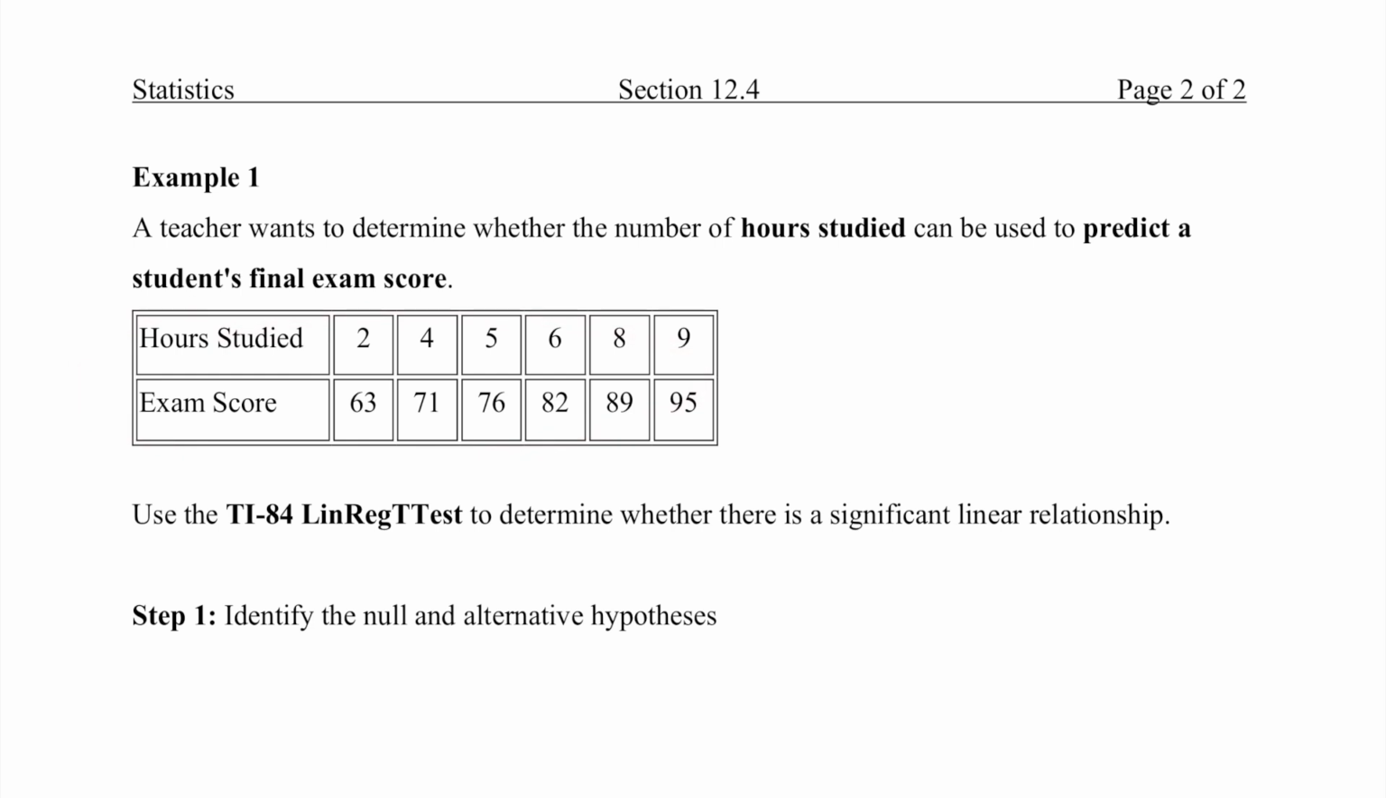Before starting the hypothesis test, let's identify X and Y. The problem says that hours studied can be used to predict the final exam score. That means the hours studied is the explanatory variable, so it's X. And we want to predict the final exam score, so the final exam score is the response variable, so it's Y. On the calculator, the X values go into L1 and the Y values will go into L2.